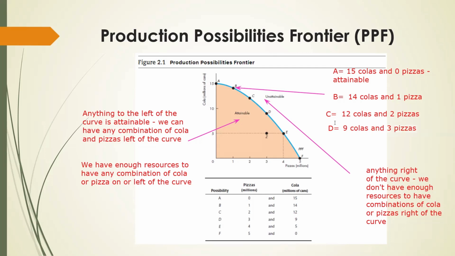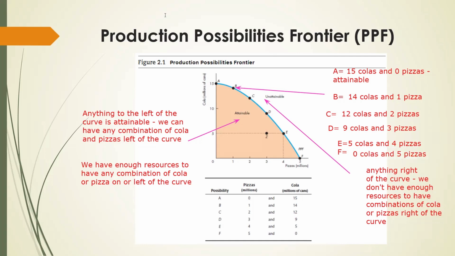And then Sophia, do you want to try doing D? Oh, sorry, E. 5 colas, 4 pizzas. Yes. Excellent job. And then F. Zachary, do you want to try F? Yep, it should be 0 colas and 5 pizzas. Excellent. That's great. Good job. Good job on that, Zachary. So yeah, we got all the.